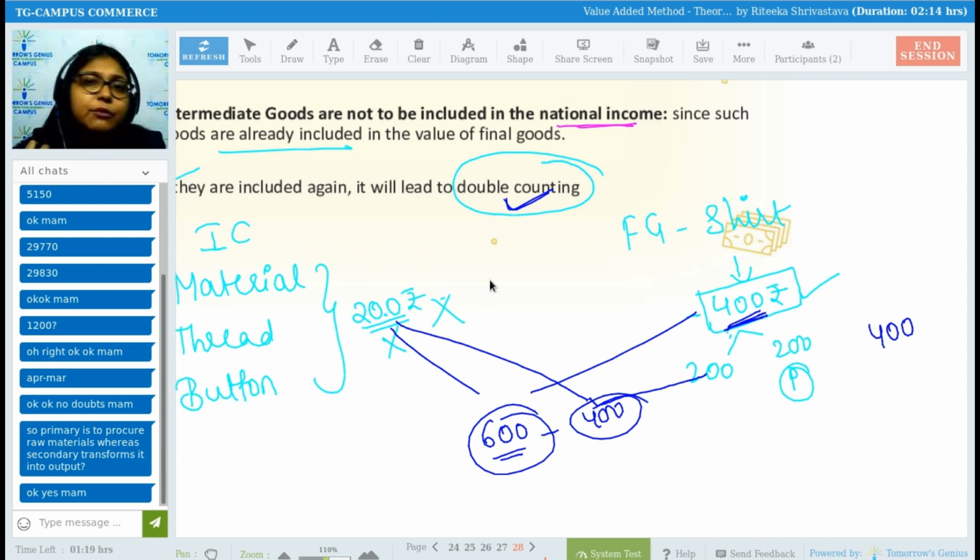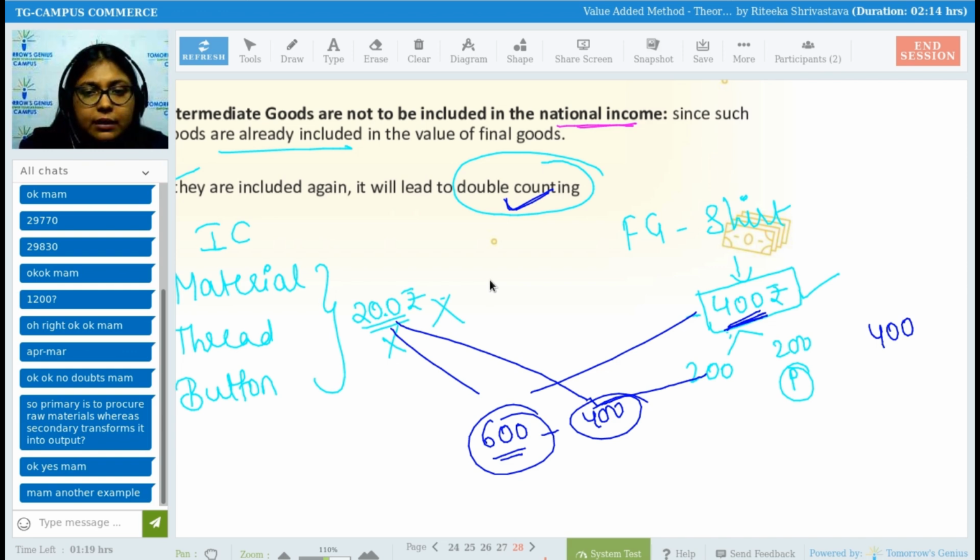Is it clear, or should I give you one more brief example? Did you understand why the value of intermediate goods is not included while computing national income? If not, I'll give you one more example.